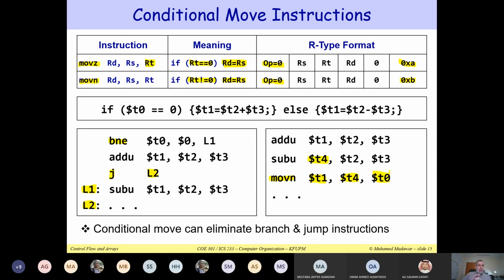Any other question about the conditional move? So the conditional move here can eliminate the branch and the jump instructions.